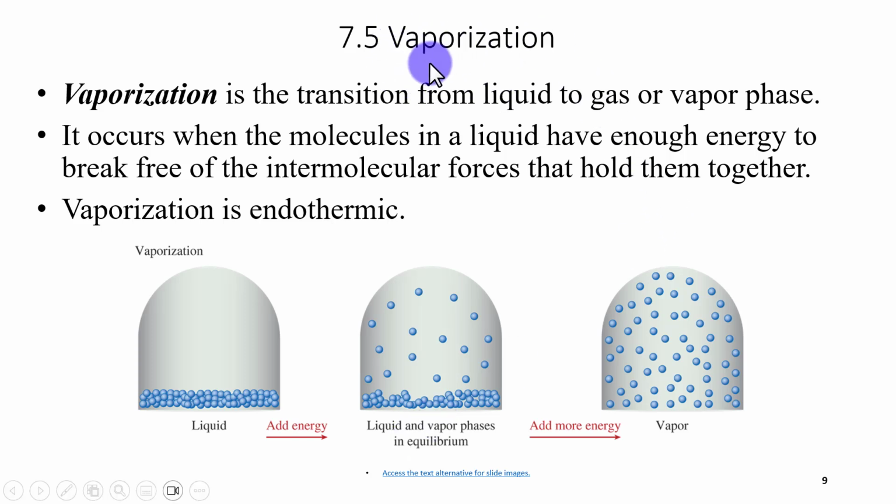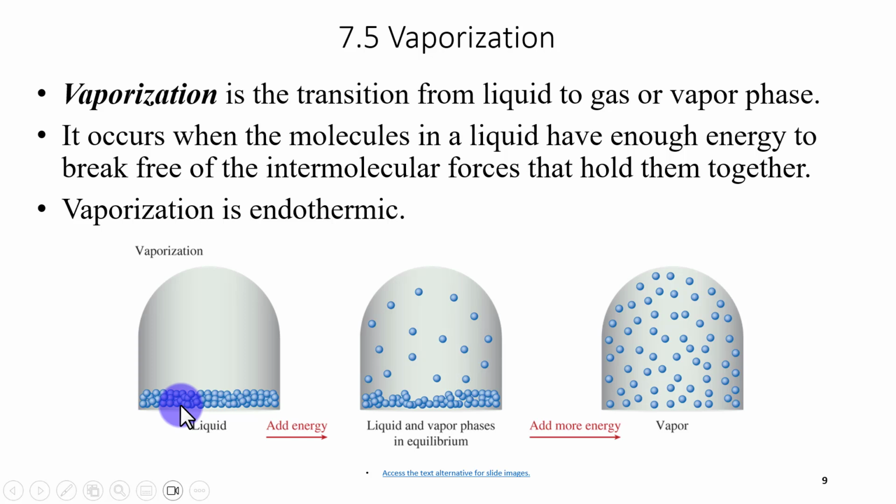Let's talk about vaporization. Vaporization is going from the liquid phase to the gaseous phase or vapor phase. Once again, vaporization is an endothermic process. It needs energy from the outside. So the liquid, to be able to go into the vapor phase, needs energy.